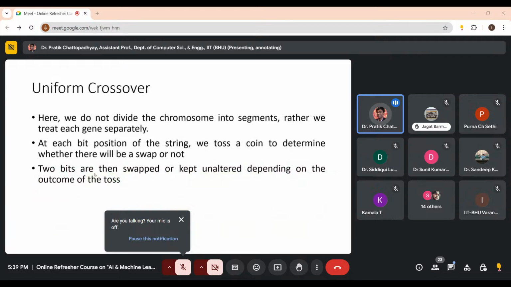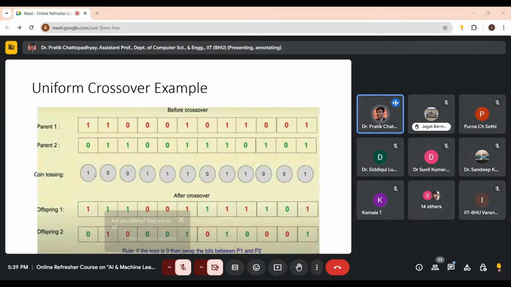And likewise, we have other types of crossover. One of them is called uniform crossover. So we have two parents, and this basically gets rid of all the biases. At each bit position, we toss a coin or choose a random number between 0 and 1. So both outcomes are equiprobable. Tossing a coin means head and tail are both equiprobable.